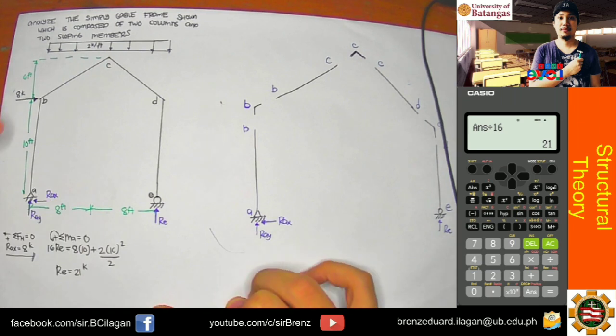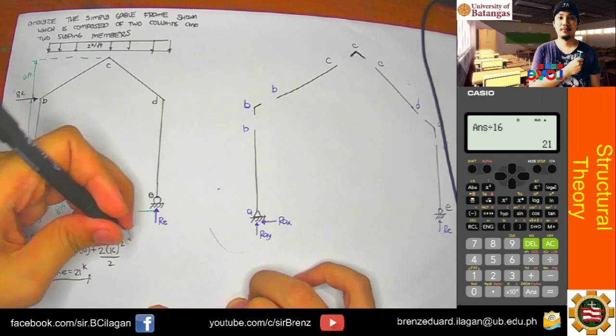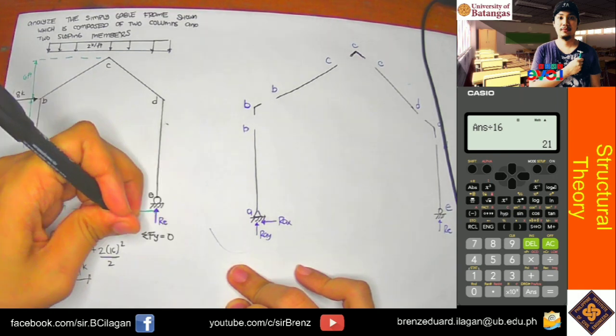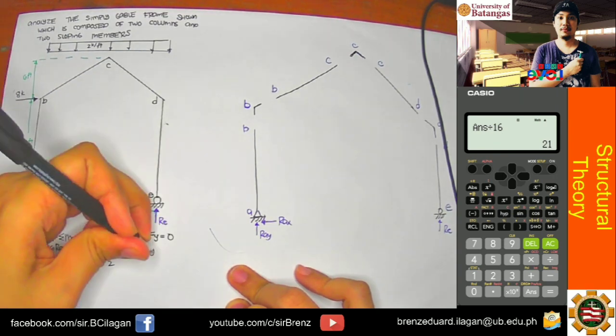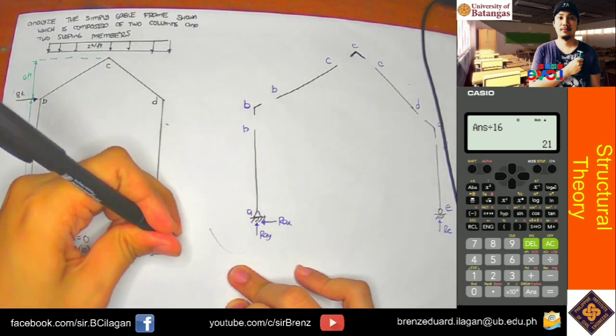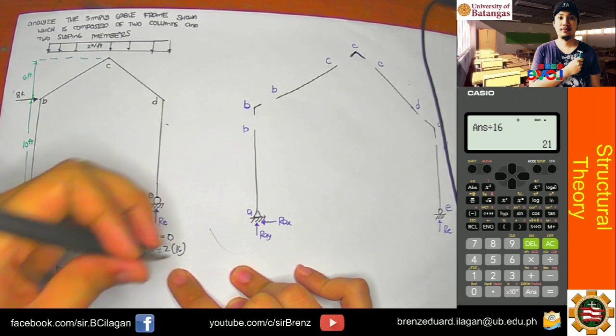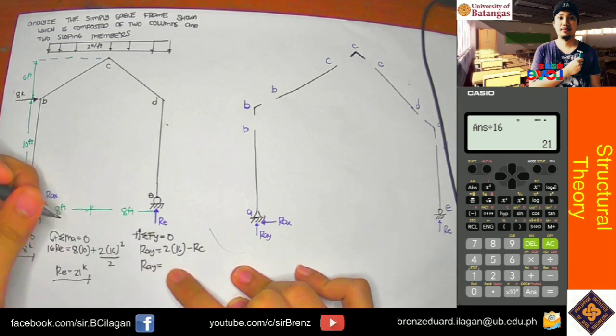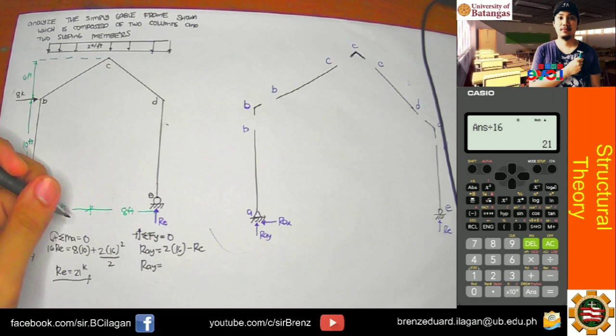And then to get the value of your RAY, just take summation of forces y. When we take summation of forces ng y equals to 0, assuming upward direction as positive, RAY will be equals to 2 times 16 and then minus the RE. So 16 times 2 minus RE na 21. That will be 11.